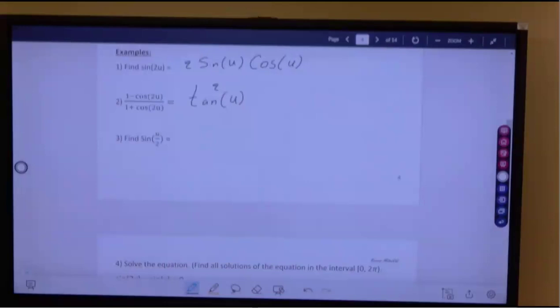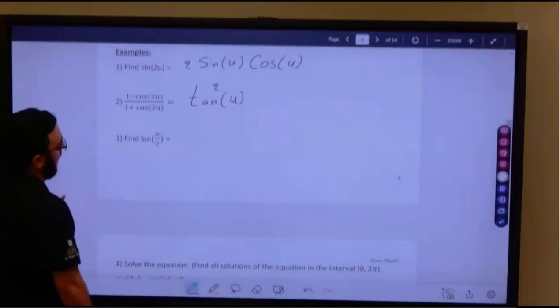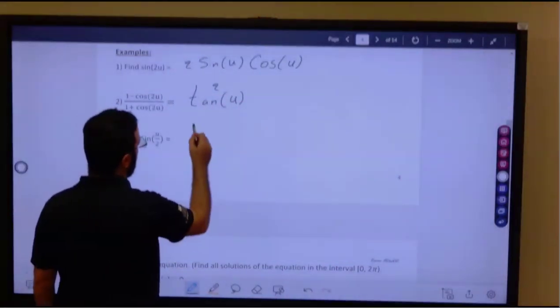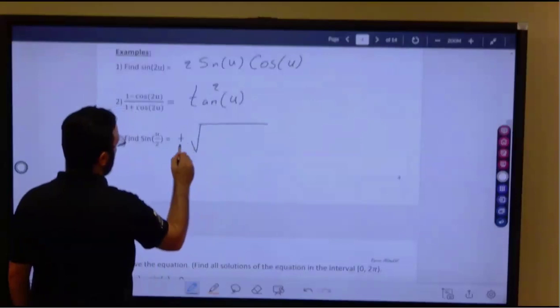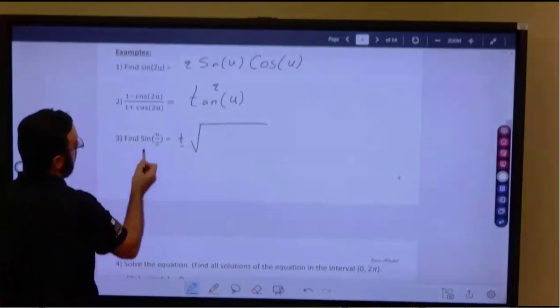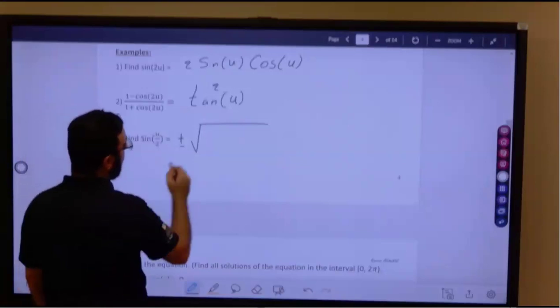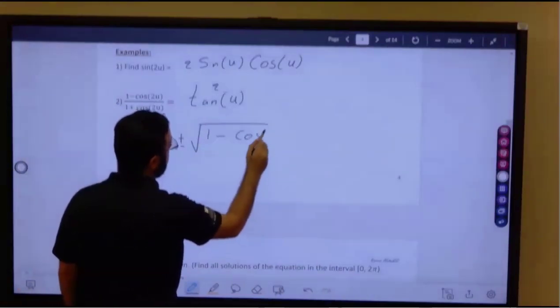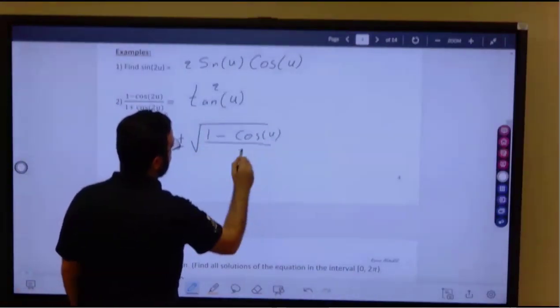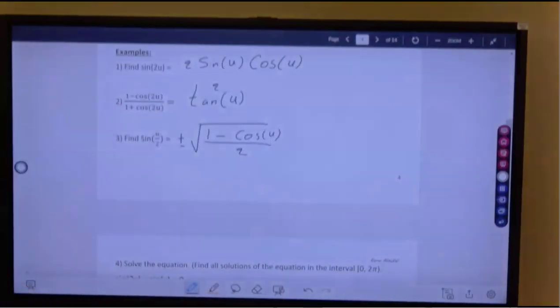Now the next one, they ask you to write down the formula to find sine u over 2, which is the half angle formula. So it's going to be the square root of, don't forget the plus or minus because you don't know the location of the angle u over 2, and it's going to be 1 minus cosine u divided by 2. That's the only thing we're going to do with the first 3 examples.